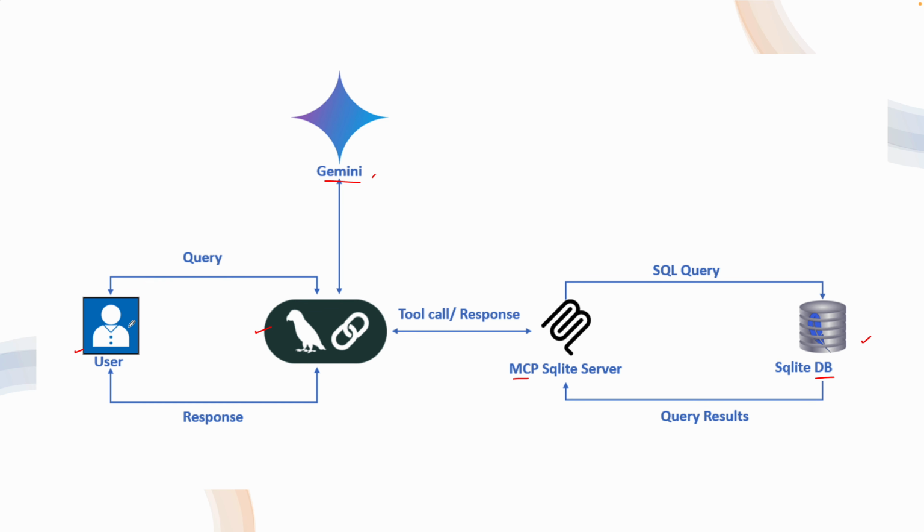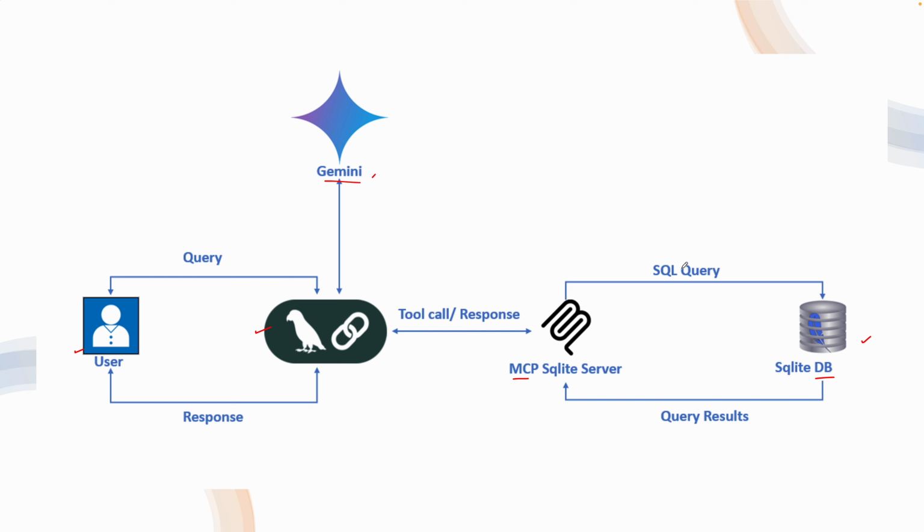So going again: the user requests a query or a prompt that goes to Gemini. Gemini understands it needs to make a tool call. Let's say I'm saying give me the top products in this table. It understands, okay, I know of a SQLite database tool call. Let me call this tool, because your LangChain MCP adapter would be aware of certain other servers as well. In this case, it calls the MCP SQLite server.